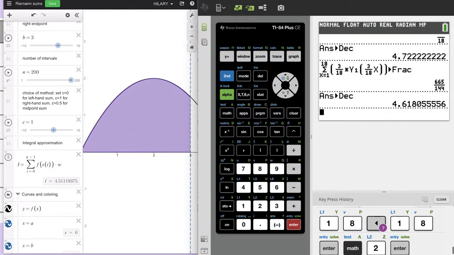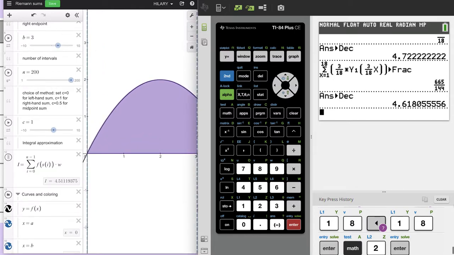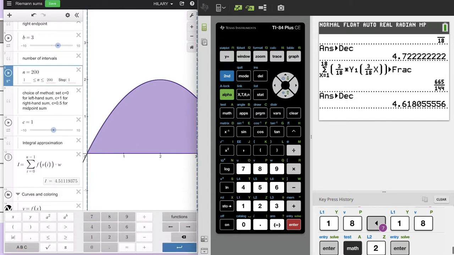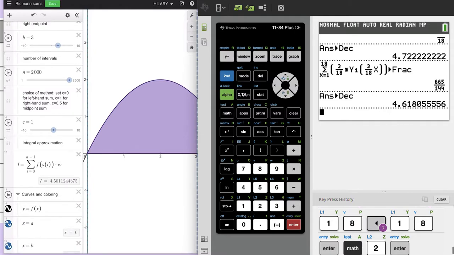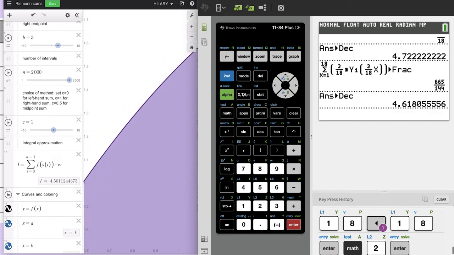Okay, so at 200, we get that our area approximation is all the way down to 4.511. So now 200 is a lot, but what if I let it be 2,000? If you look, Desmos at this zoom doesn't even show any rectangles. If I go in closer, I have to zoom in quite a bit to see that the edge of those rectangles is still happening. And my area approximation is now down to 4.501.